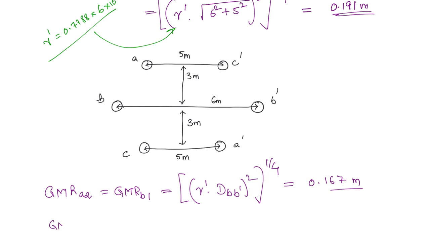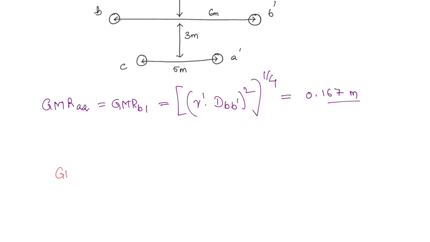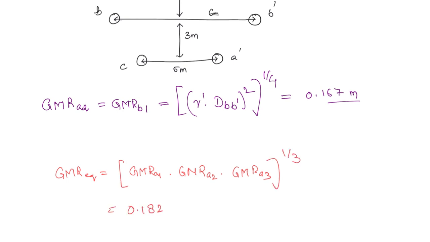And what about the GMR in position 3? This is nothing but C1. So this will be the same as GMR A1 because position 1 and 3 are identical. So 0.191 meters. Now what will be the equivalent GMR? This is the geometric mean of GMR A1, A2 and A3, right? This is to the power 1 by 3. You are going to get 0.182 meters.